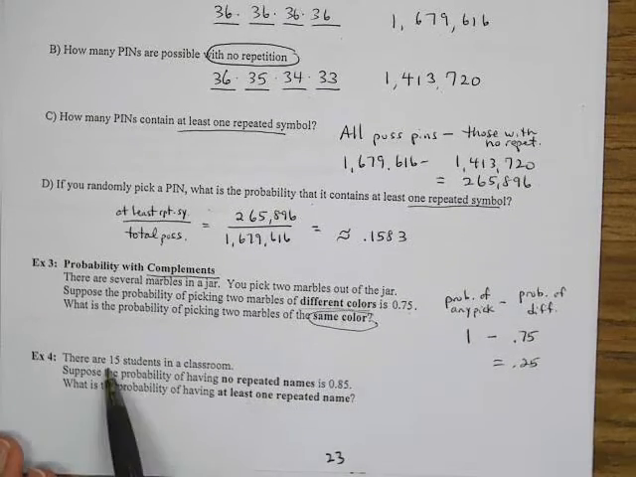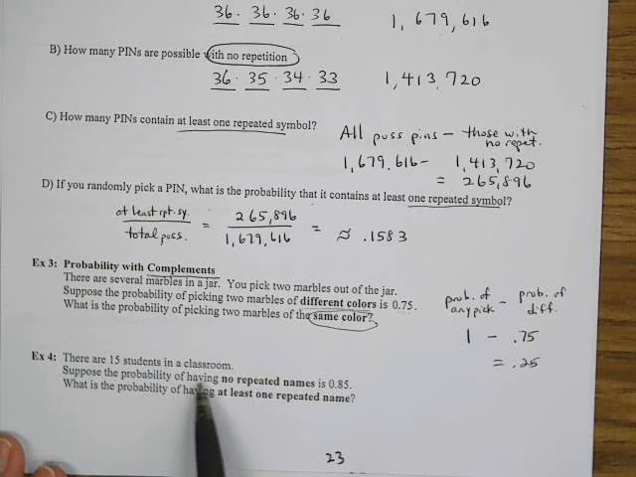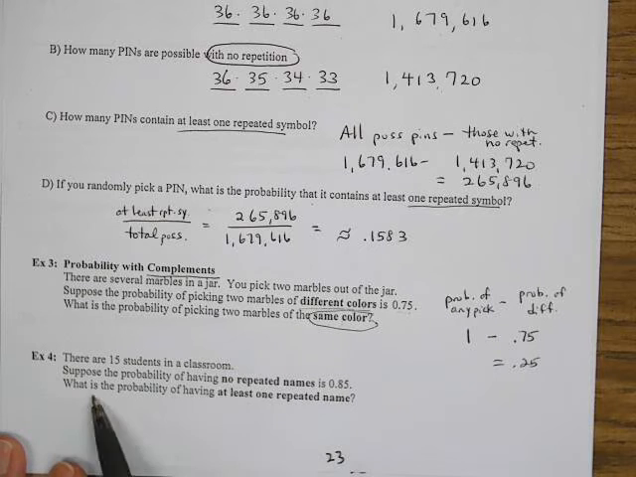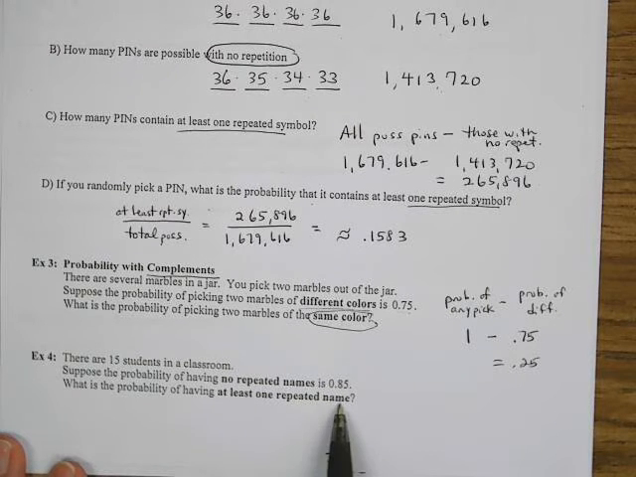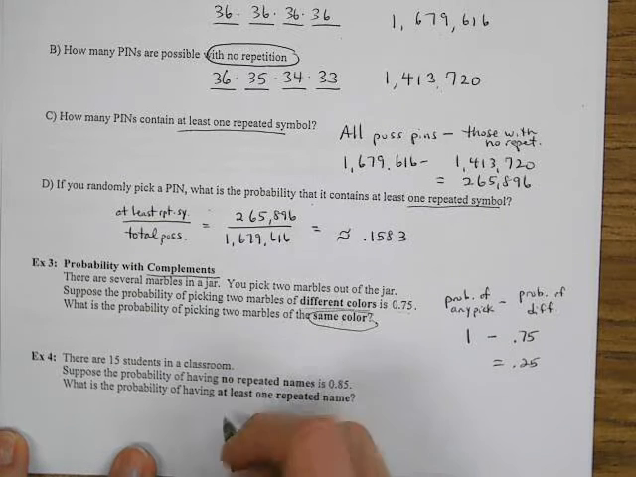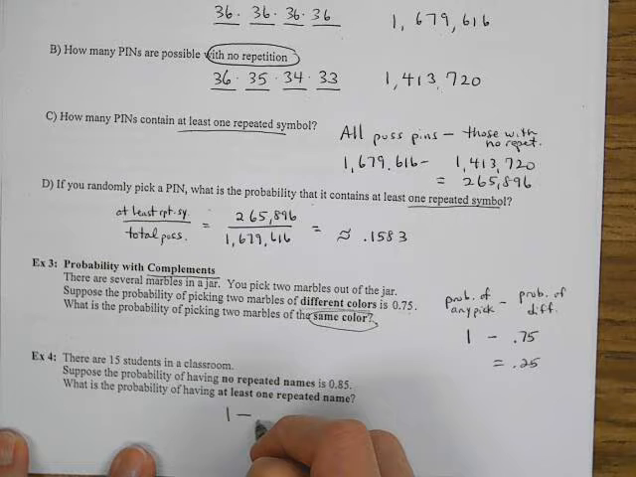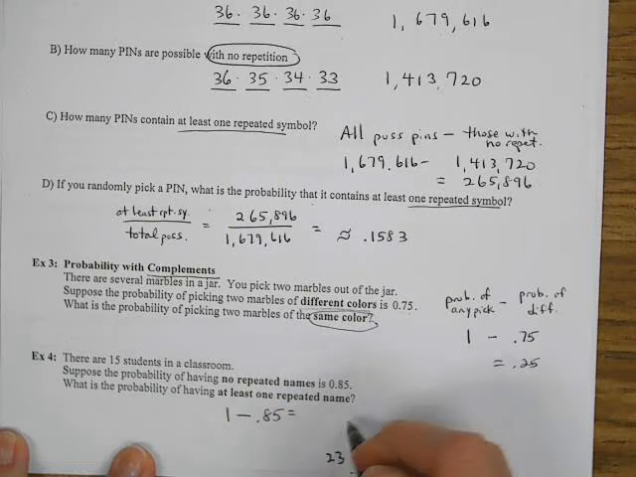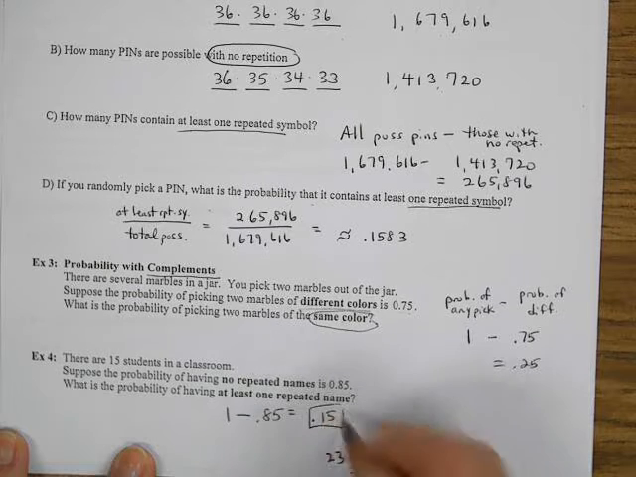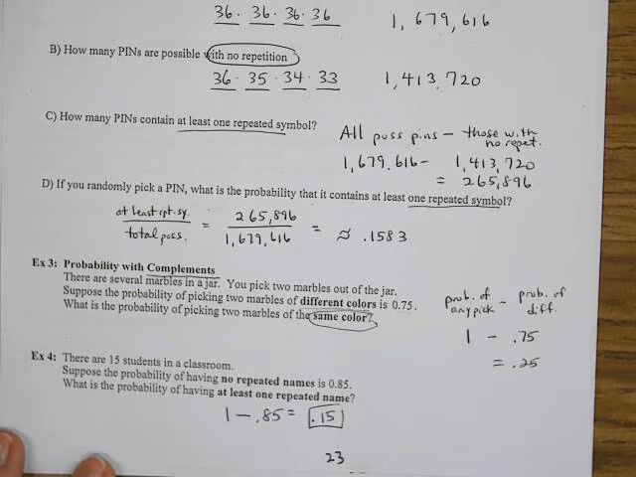So same idea down here in this last example using complements. There are 15 students in a classroom. Suppose the probability of having no repeated names is 0.85. What is the probability of having at least 1 repeated name? That should be the exact complement of no repeated names. So we should be able to take 1 minus 0.85, and the probability of at least 1 repeated name then would be 0.15.